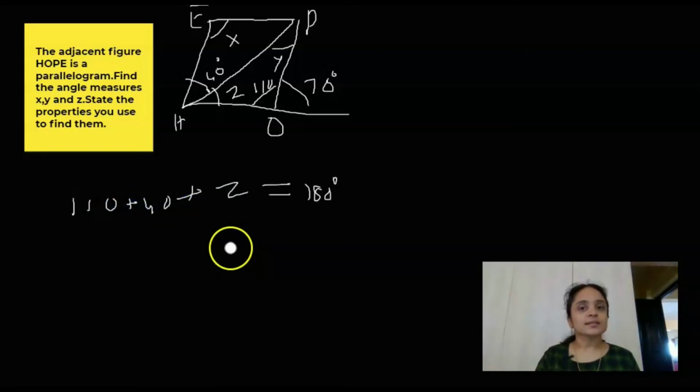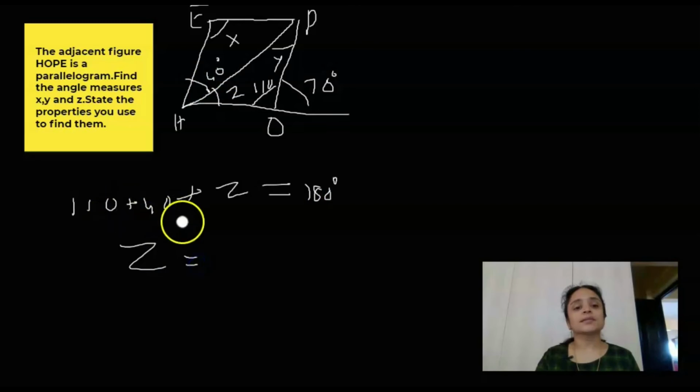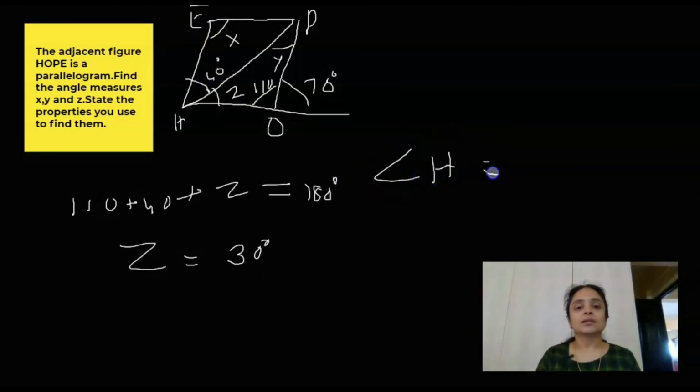Sum of adjacent angles is equal to 180 degrees. So 100 plus 40 plus z is equal to 180 degrees. So what is z? 180 minus 150, which is equal to 30 degrees. So z is equal to 30 degrees. So this angle h is equal to 30 plus 40, which is equal to 70 degrees.